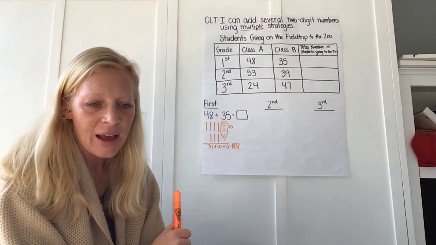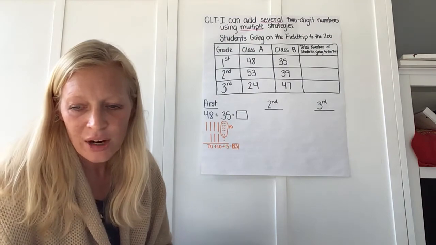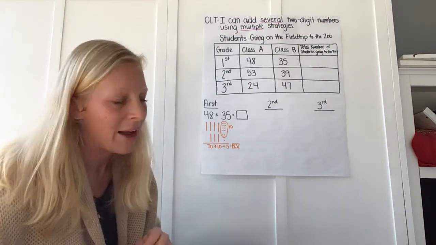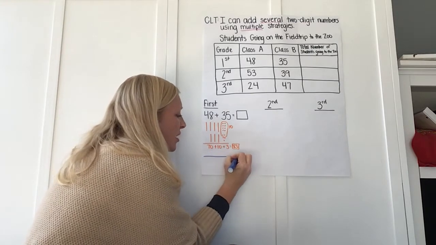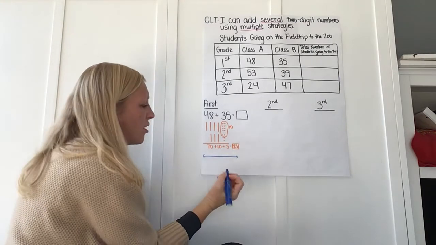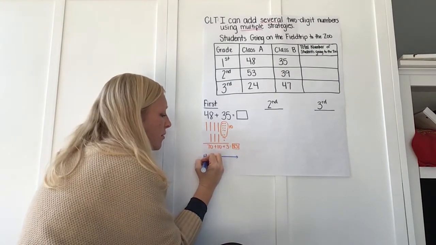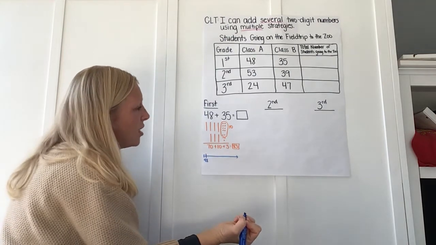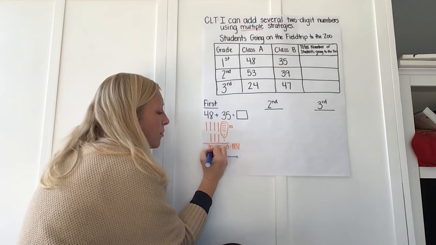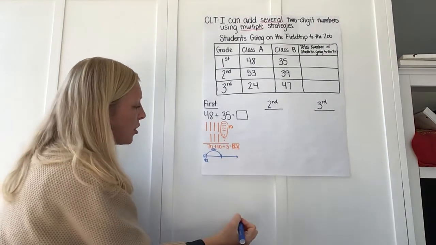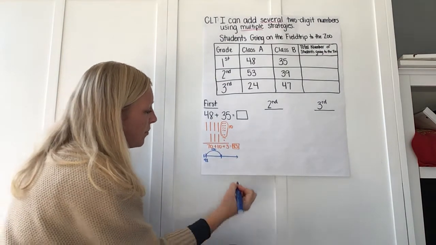Can I have someone else share their work? This one's a number line. Using a number line can help us solve this so nicely. Where did you start on your number line? Okay, and what did you do? And when you added 30, what did you get? What did you land on?